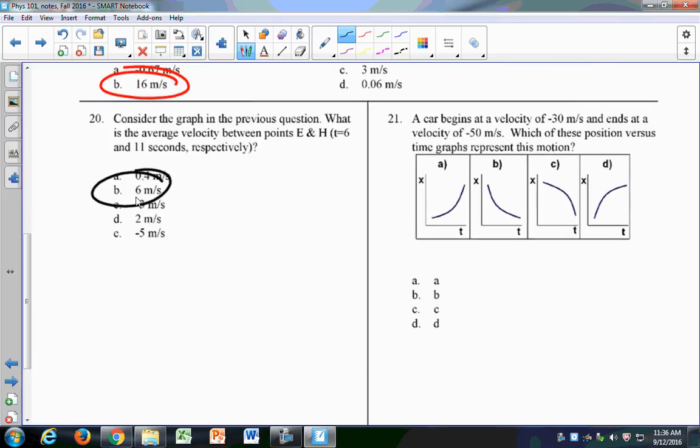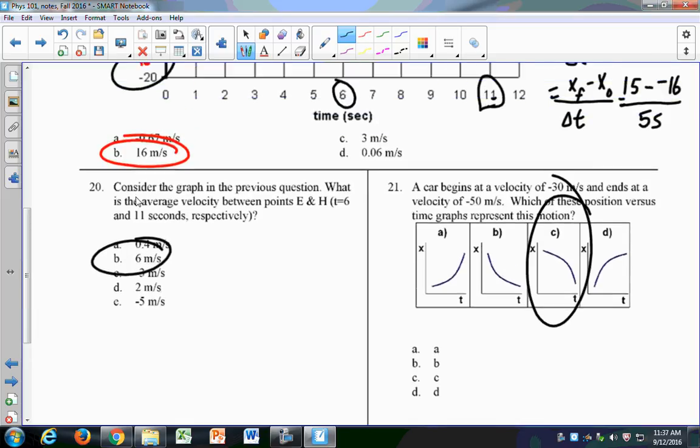Oh, good one. So a car begins at a velocity of negative 30 and ends at a velocity of negative 50. So that tells me on these position versus time graphs, my slope should be positive or negative? Negative. So I get rid of A and B. It's either B or C. Then I look at the value. It starts out with a small slope and goes to a big slope. C is going to be the answer. I start out with a small negative slope and wind up with a big negative slope.